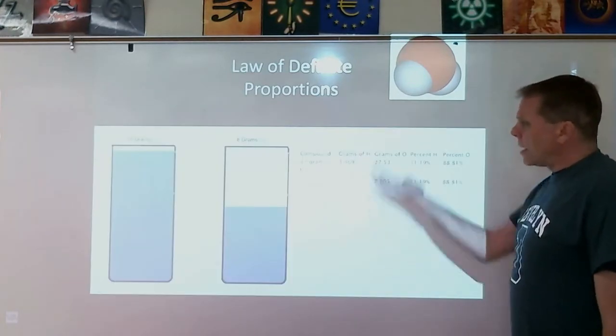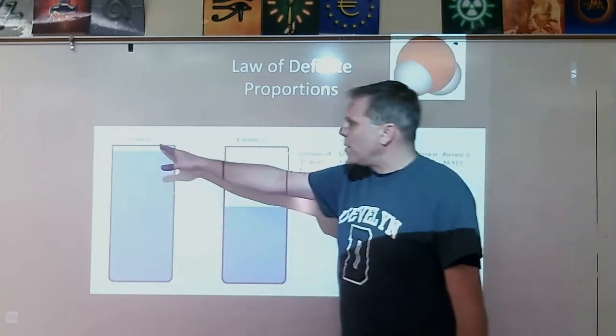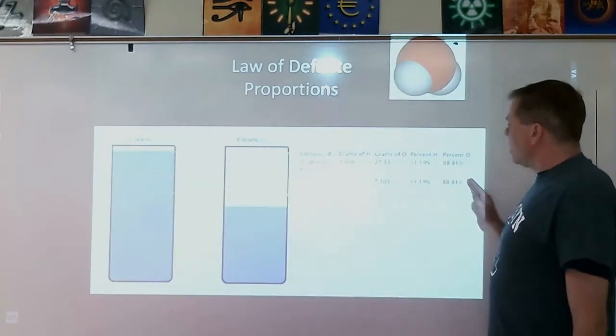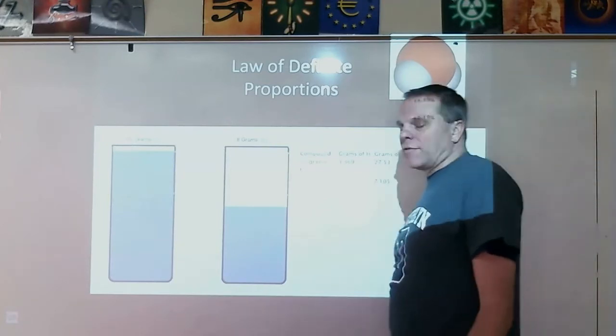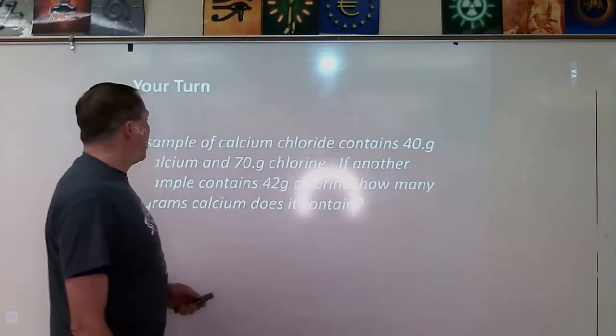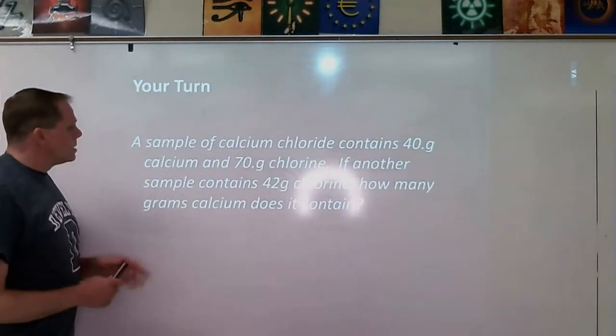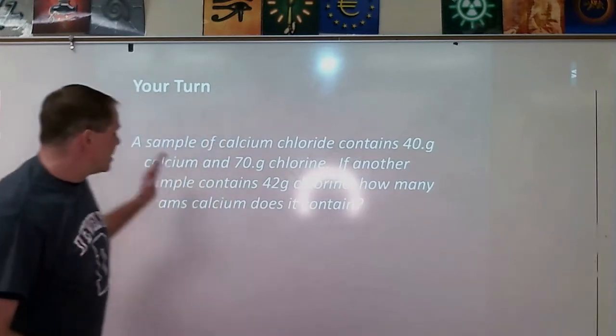Now, again, another example, the proportions by mass, okay? So whether we have 31 grams of water or 8 grams of water, you're going to end up having 88.81% oxygen and 11.19% hydrogen, same proportions. Okay, then I'll give you a little example here. Sample four, a chance for you to try it. So your turn, pause it, see what you get.